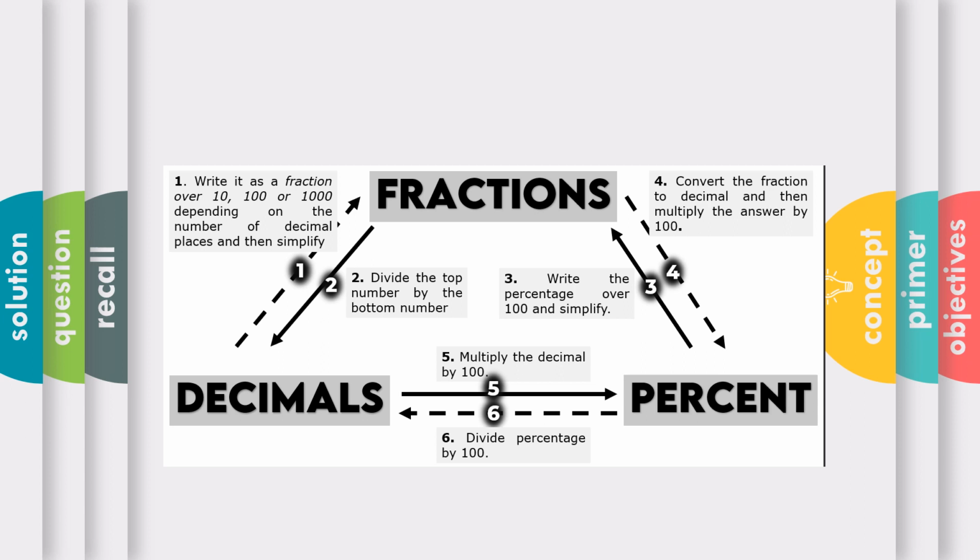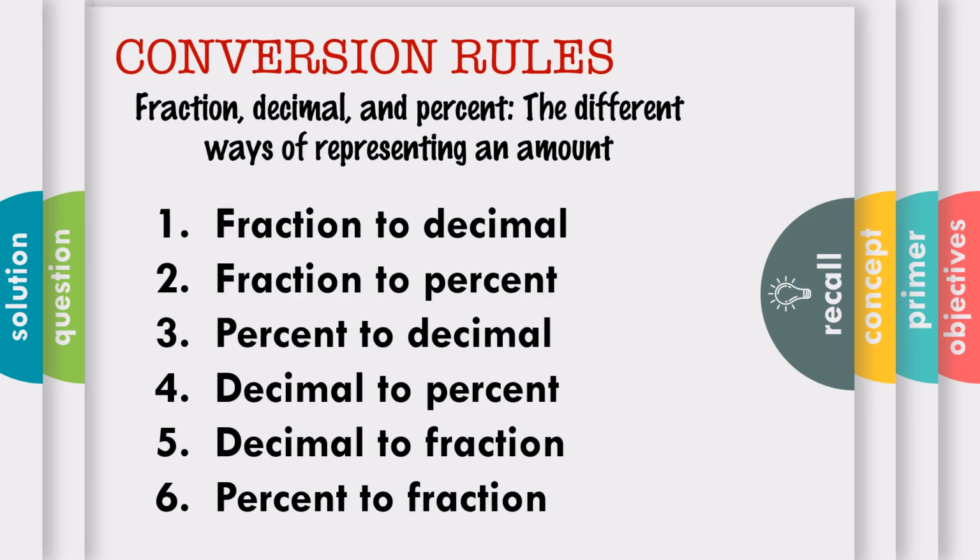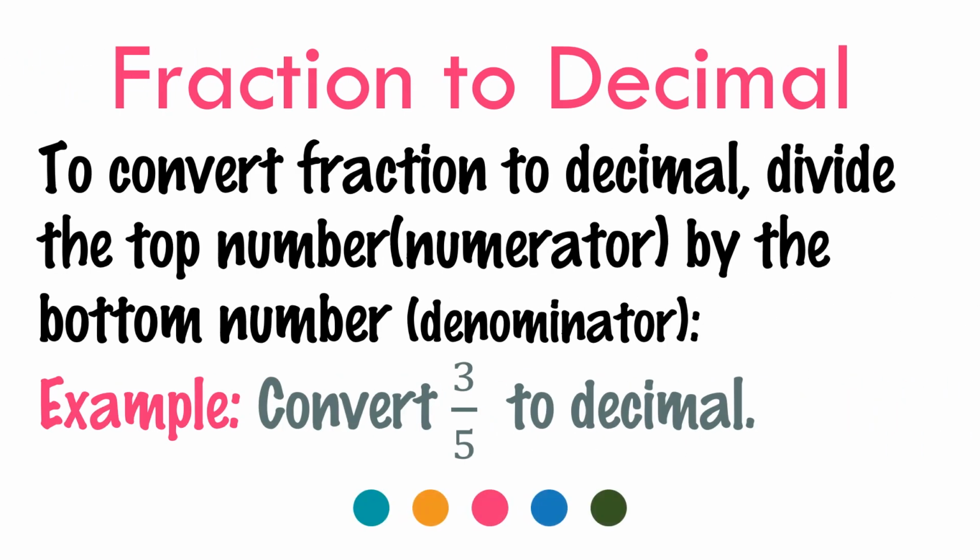Let's take a closer look at these rules. The conversion rules for fraction, decimal, and percent, and the different ways of representing an amount. Let us start with converting fraction to decimal. To convert fraction to decimal, we simply divide the top number, which we call the numerator, by the bottom number, which we call the denominator.